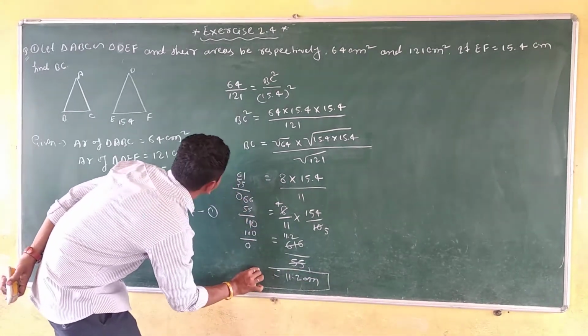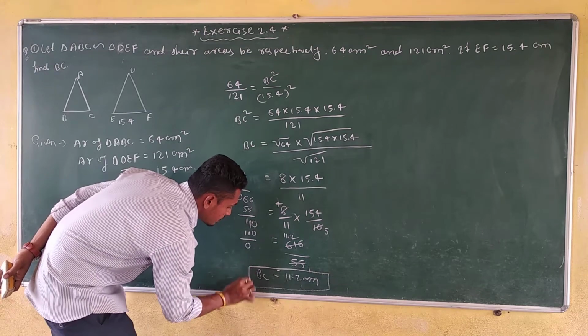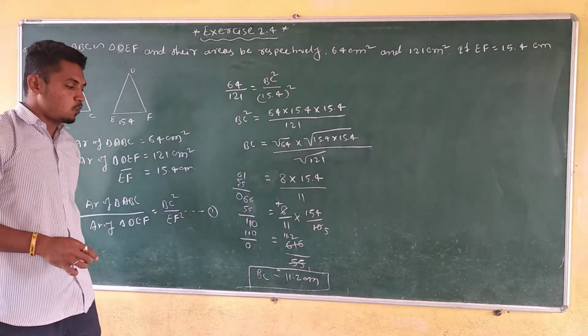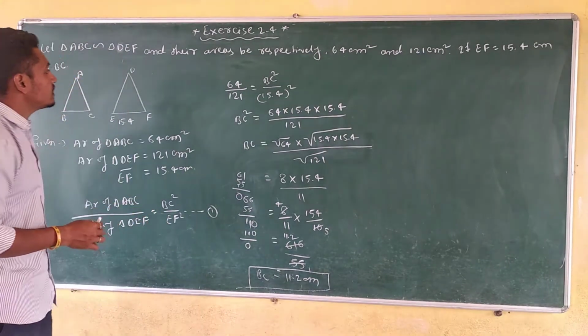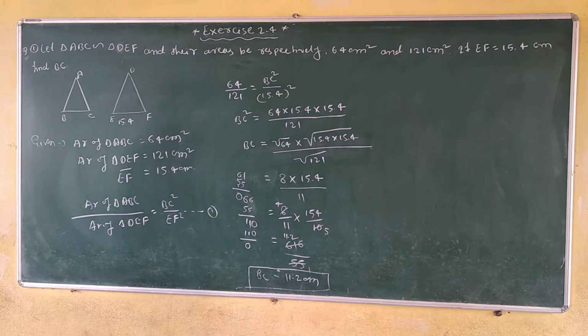So BC is equal to 11.2 centimeter. Is it right? Please note this down and now move towards the next question. Question number 2.